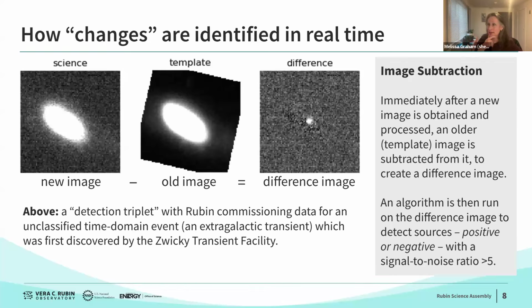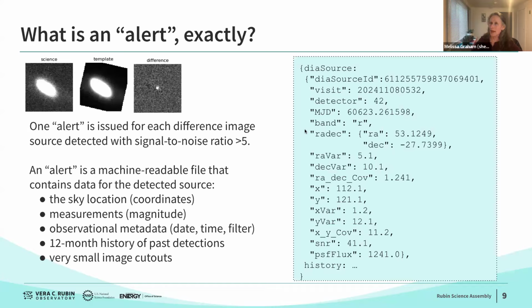In particular, this is an example from Rubin commissioning data for an unclassified time domain event that was also discovered by the Zwicky Transient Facility. So that's what we're talking about when we mean identifying changes in real time. And then one alert packet is issued for each difference image source that's detected with signal to noise ratio greater than 5. And again, that source can be positive or negative flux. This particular example is showing a positive flux.